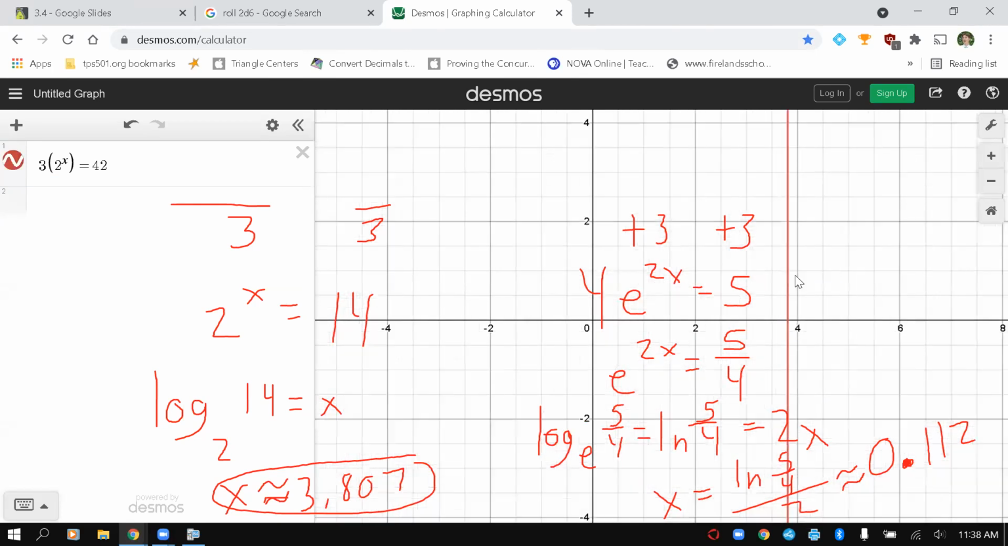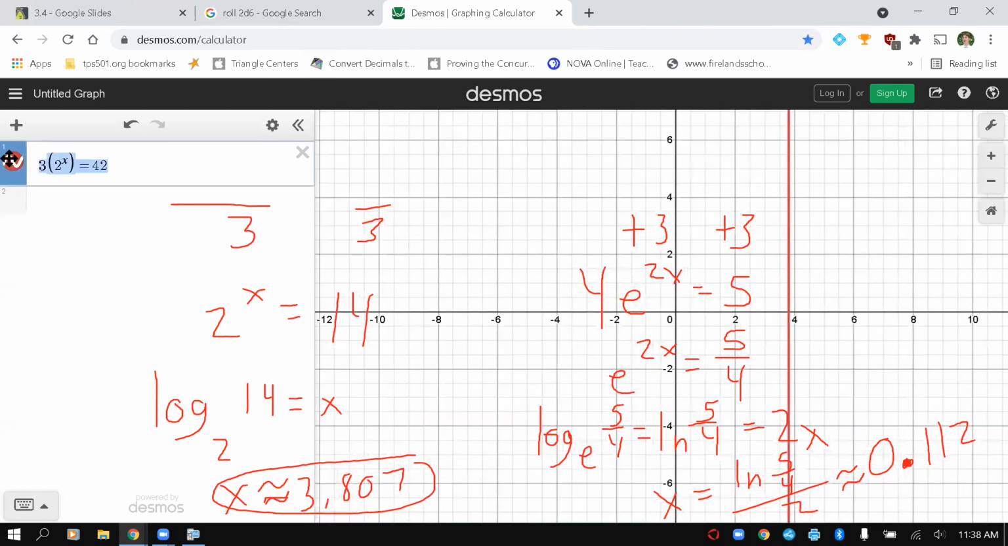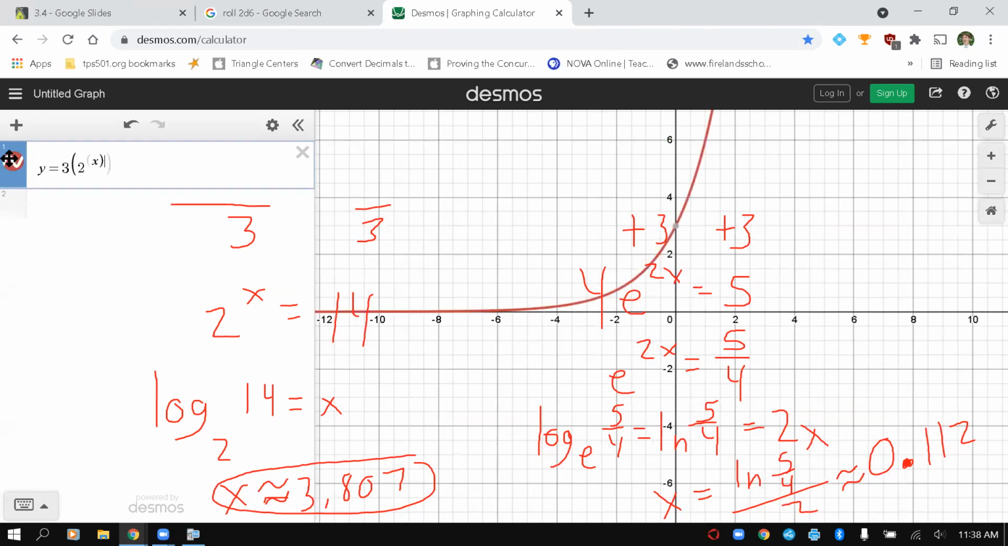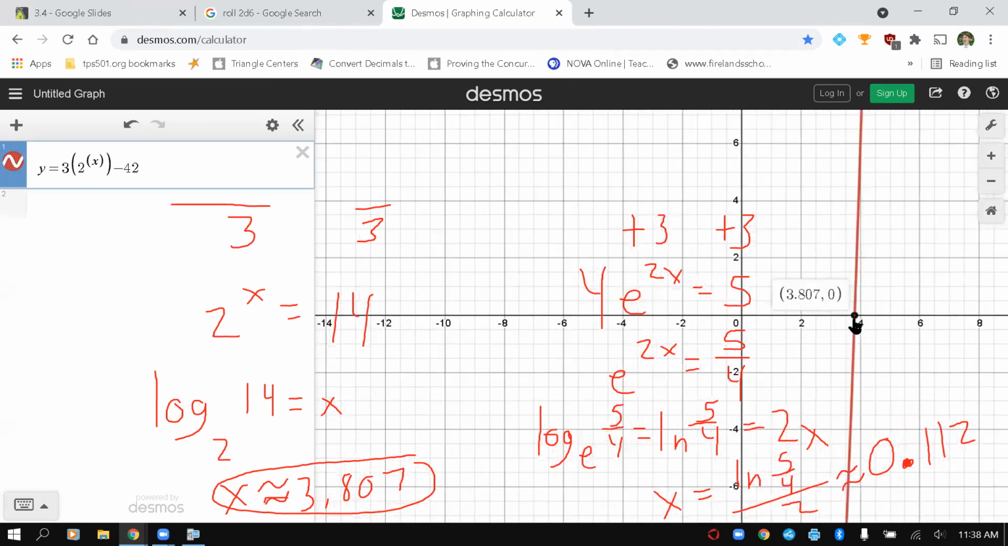Oh, shoot. No, I don't want to do this. Let me put it as a y equals. That'll let me click the point. Minus 42. There we go. Now it can give me a dot. 3.807. Boom.